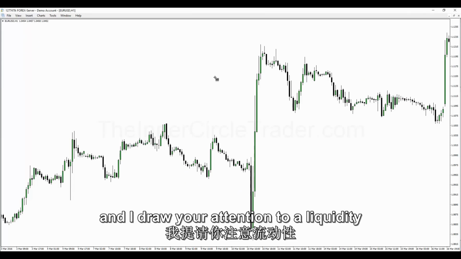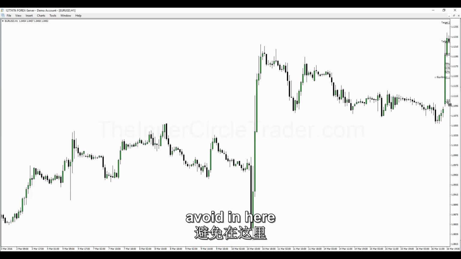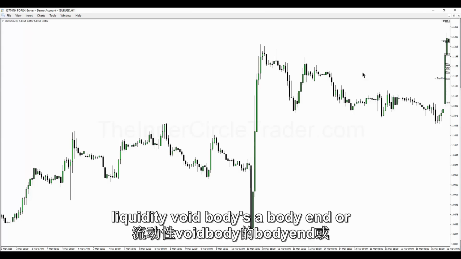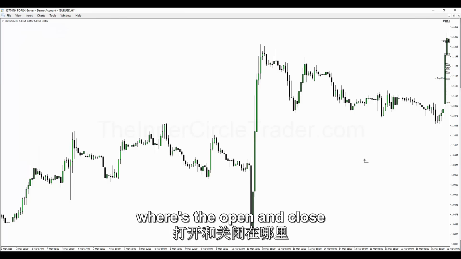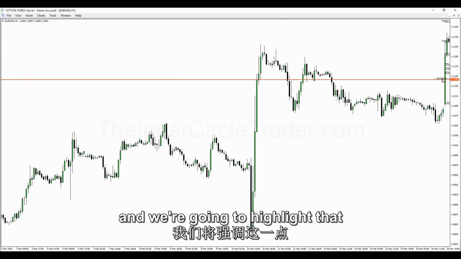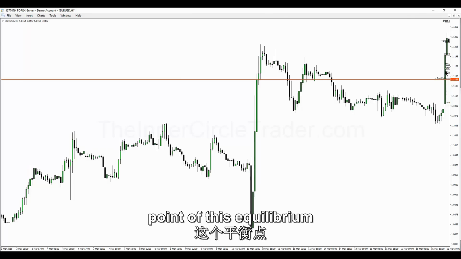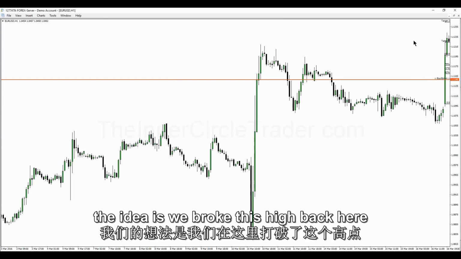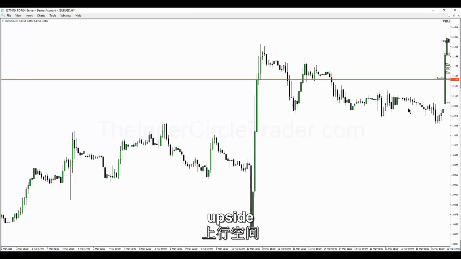And I'm going to draw your attention to a liquidity void in here. And there's the equilibrium of that liquidity void, body to body, or the open and close. We're going to highlight that reference point here, the halfway point of this equilibrium. The idea is we broke this high back here. We're expecting continuation on the upside.